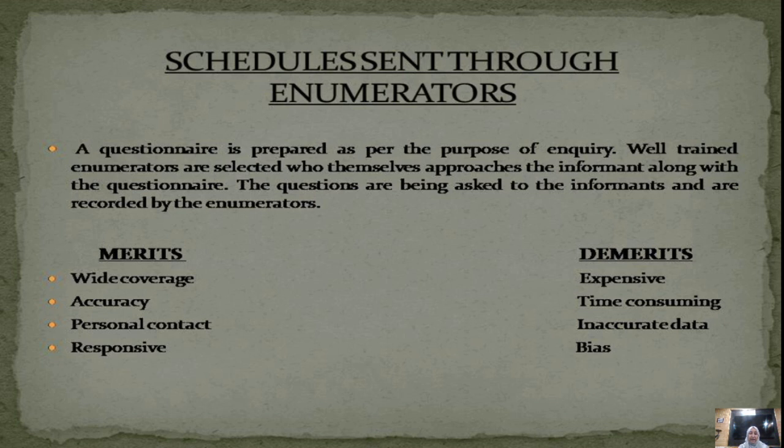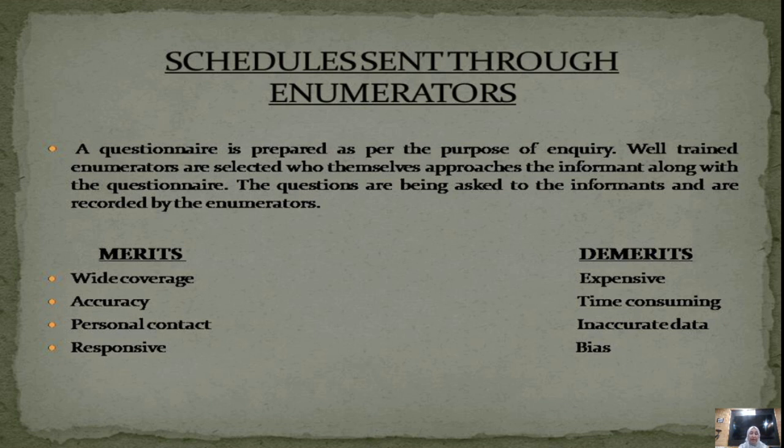The last method is that of schedules sent through enumerators. A questionnaire is prepared as per the purpose of the inquiry. Well-trained enumerators are selected who themselves approach the informants along with the questionnaire. The questions are asked to the informants and are recorded by the enumerators at that very place.